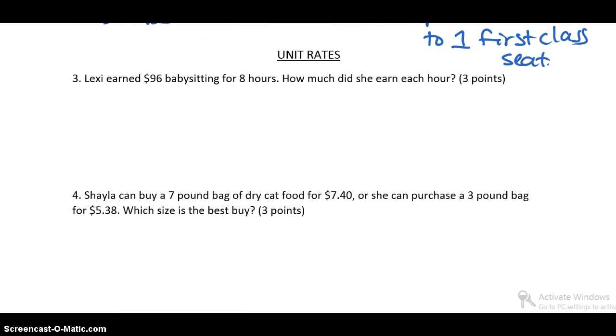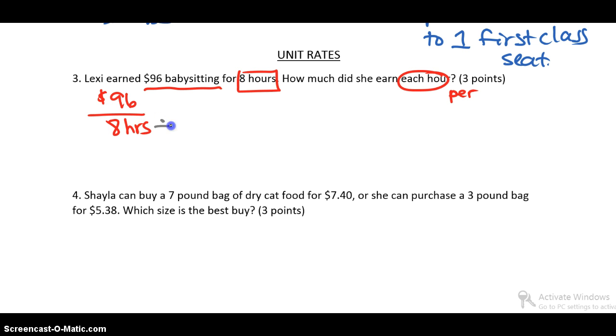So it says Lexi earned $96 from babysitting. So I'm going to underline $96 for babysitting for 8 hours. How much did she earn each hour, which is per hour? So we want to find per 1 hour how much money Lexi would be paid for babysitting. So right now I'm going to set up the ratio, $96 for 8 hours. Now I want to find out per hour, so what I'm going to do is divide both numerator and denominator by 8, because I want that denominator, that hours, to be 1 hour. So we'll have 1 hour on the denominator there. 96 divided by 8 ends up being a nice even $12.